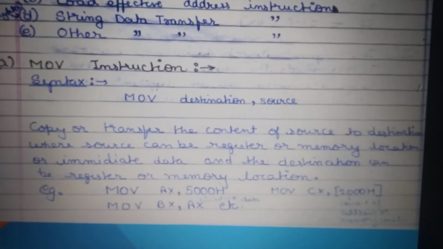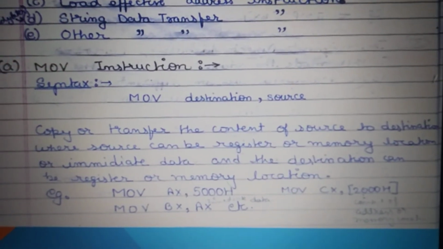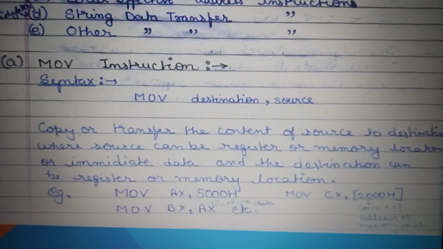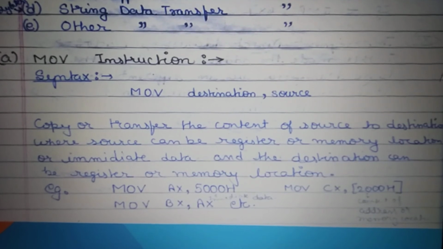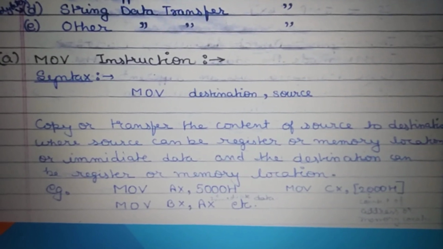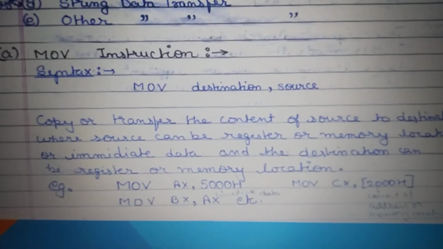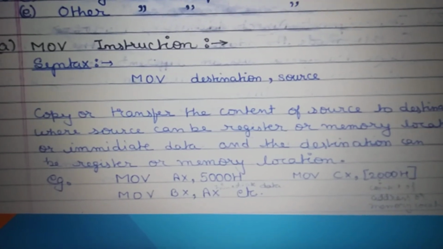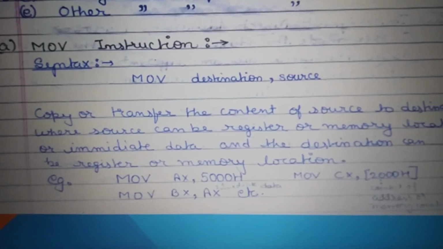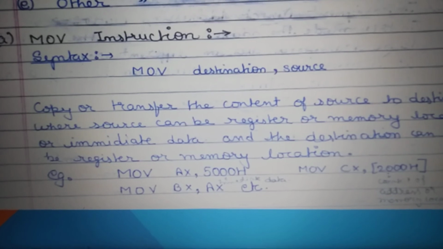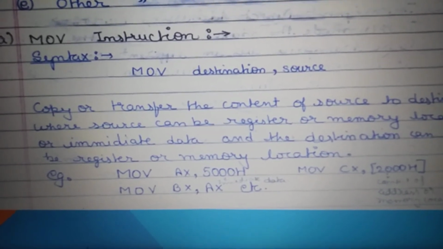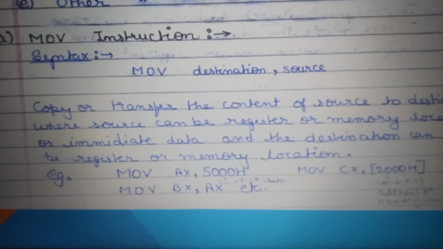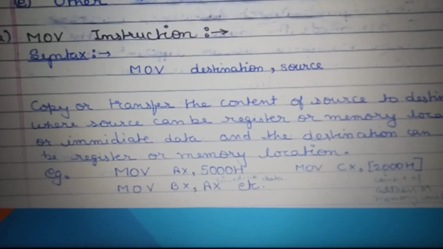For example, MOV AX, 5000H. What will happen? Here data is directly given. It is immediate data transfer. So 5000H will be transferred to the 16-bit register AX. The second example is MOV BX, AX. Here the content of AX is working as the source and BX is working as the destination. The content of AX is copied and transferred to register BX.